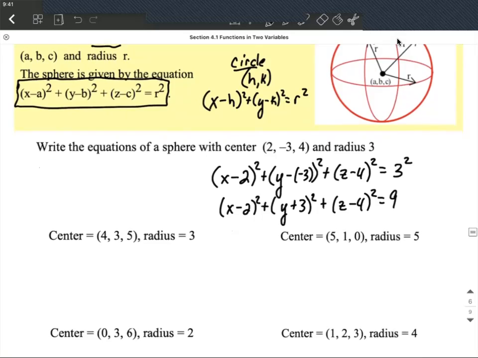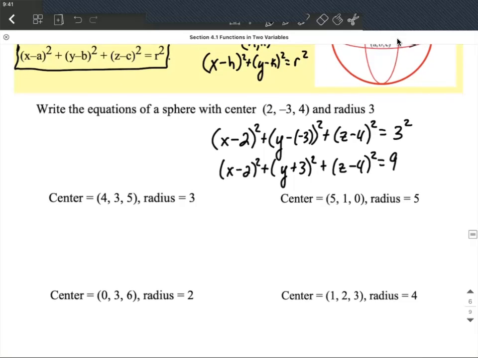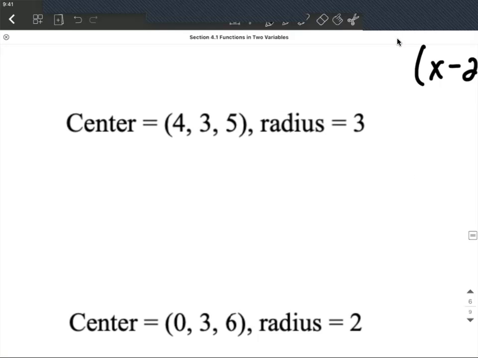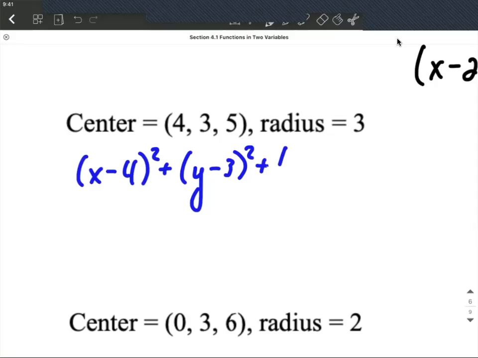All right, these other ones, I'm not going to do each and every one of them, we'll skip some of these, but let's do a couple of them. If our center was (4, 3, 5) and the radius was 3, well, it's (x minus 4) squared plus (y minus 3) squared plus (z minus 5) squared equals 3 squared, or we could just as easily put 9 over on the right-hand side for our final answer.